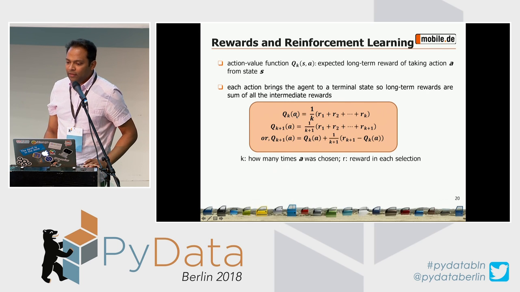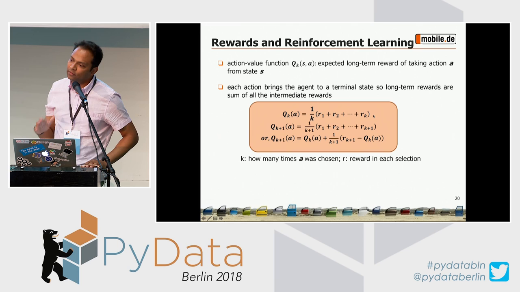For K steps, where K is how many times A was chosen, let's say algorithm 1, how many times did you choose it? Let's say 10 times. And for each of those 10 times, what were the rewards? Let's say the reward is just 1 or 0, like 1, 0, 0, 1, 0. That's basically your expected value, very simple: each time you pull the lever or show the page, just add it up. Then just replace K by K plus 1. Nothing fancy, everybody will get this.